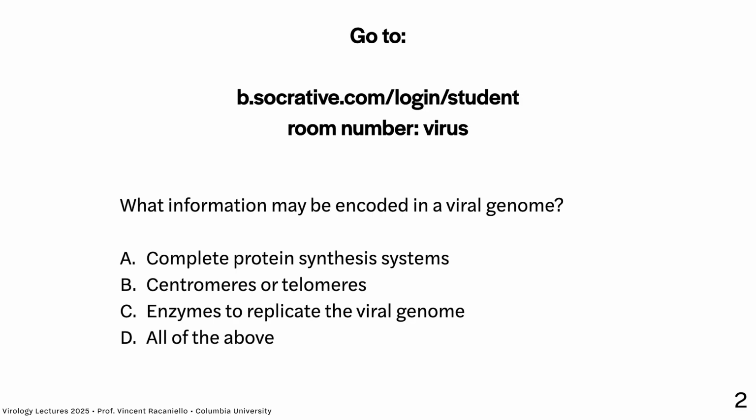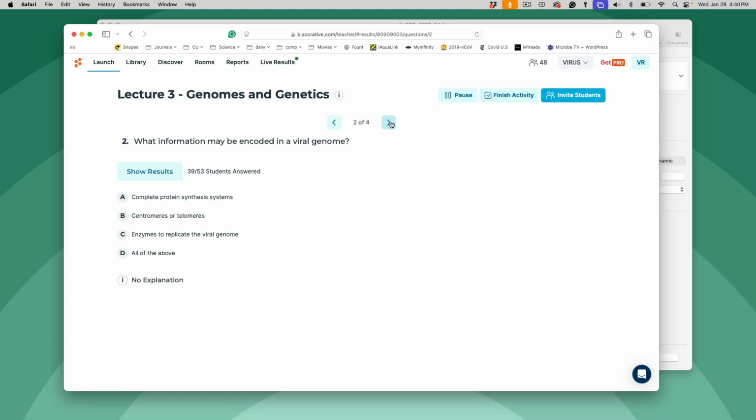Next question is, what information may be encoded in a viral genome? A, complete protein synthesis systems. B, centromeres or telomeres. C, enzymes to replicate the viral genome. Or D, all of the above. So which may be encoded in a genome? All right, let's see how we did.